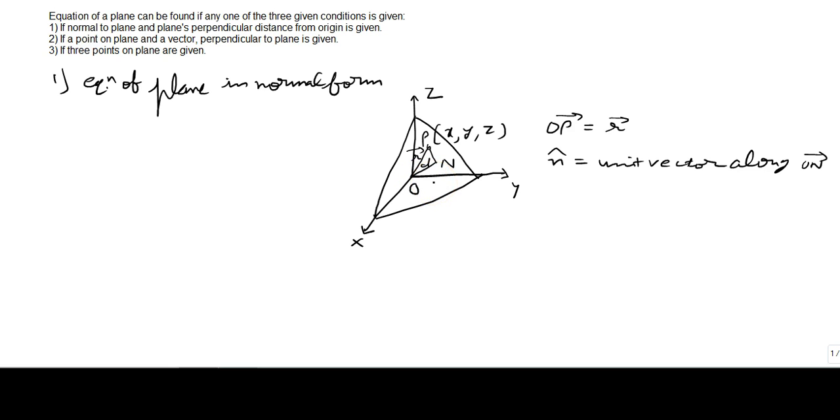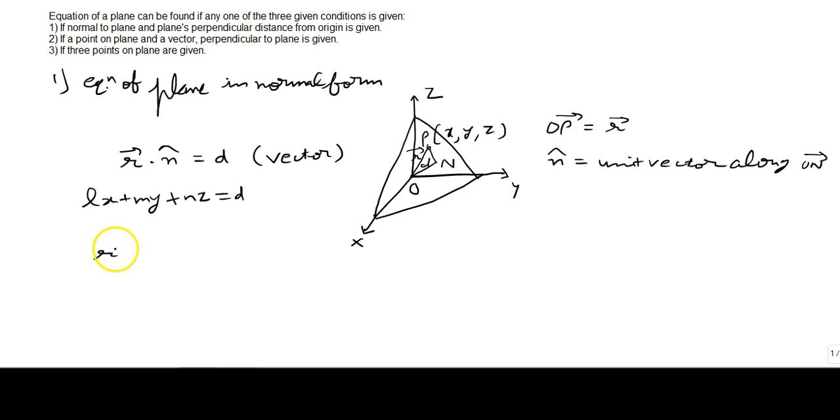And if I have to find out equation of this plane, though proof of this is not there, I'm just going to write the equation directly, first in the vector form. That is going to be R vector dot n cap is equal to D. This is the vector equation of the plane. If I simplify it, I am going to get two equations. This equation is in the form of direction cosines, Lx plus My plus Nz is equal to D.